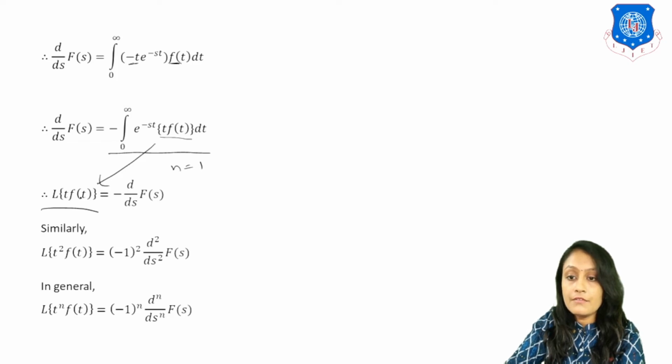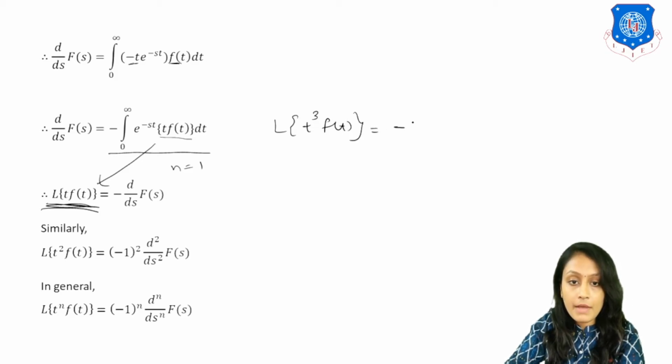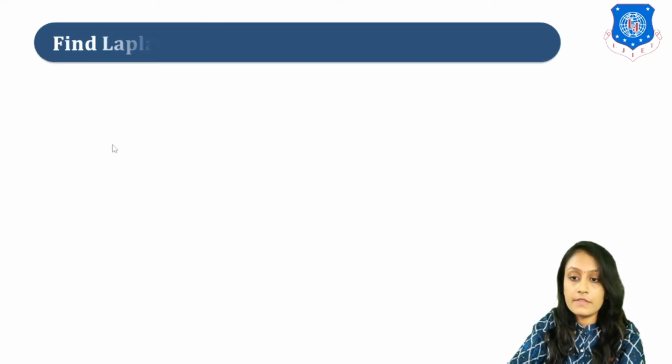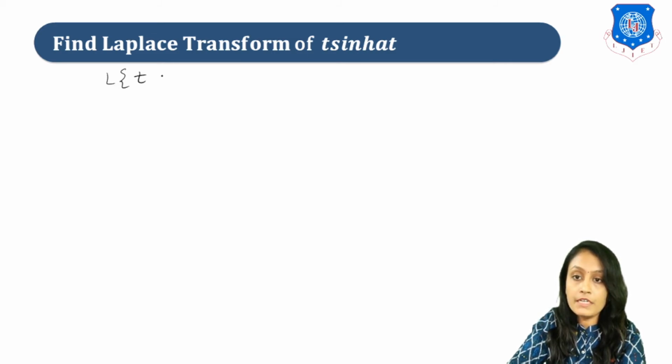So mainly if we are multiplying only t, okay, so we will directly use this formula, that is minus d by ds of F(s). If we have t square, then here it will become plus, so plus d square by ds square of F(s). And suppose if we want to find Laplace transform of t cube f(t), okay, so it will become minus d cube by ds cube of F(s). Okay, so now let's solve the examples. So here we have to find Laplace transform of t sinh t.